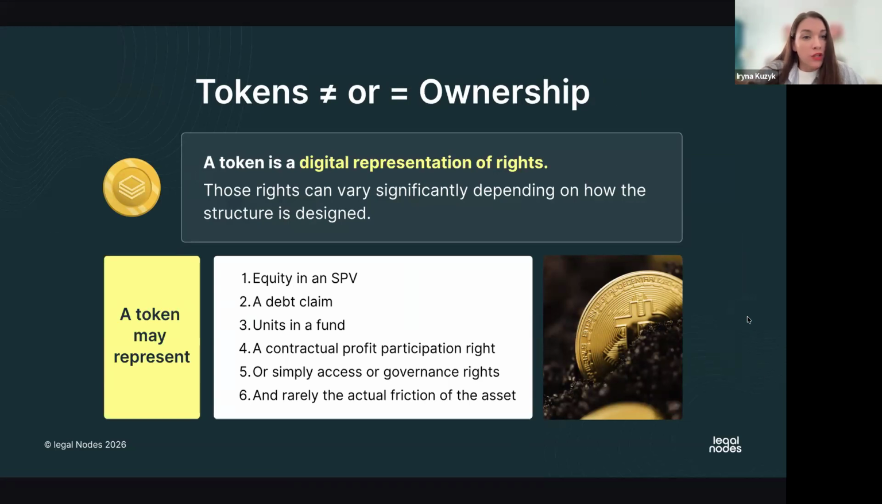Okay, so tokens do not automatically equal ownership. This sounds simple, but in practice, it creates major confusion, I would say, especially for inexperienced investors. When people hear tokenized real estate or tokenized equity, they often assume that holding a token means they are directly owning that asset. Legally, that is rarely the case.